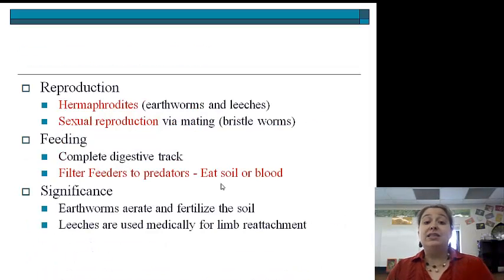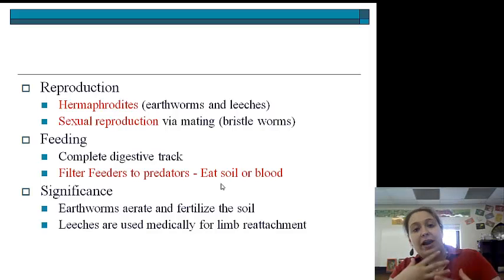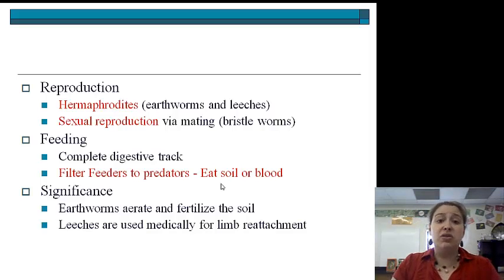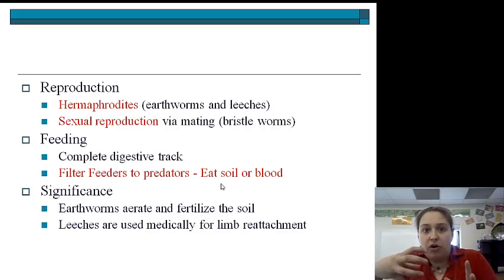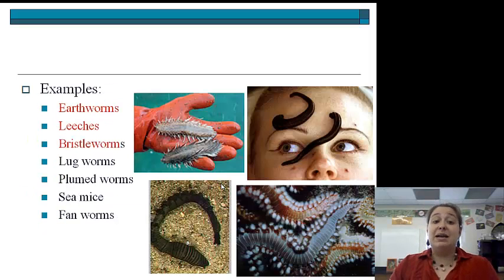They are hermaphrodites, but can do sexual reproduction depending on what species they are. They are filter feeders all the way up to predators, so they could be anywhere in between. They can eat soil all the way up to actually eating blood. These guys are earthworms that help aerate and fertilize our soil, all the way to leeches that can be used for medical purposes to help draw the blood through the new or reattached limb. Examples are going to be our earthworm, leeches, bristleworms.